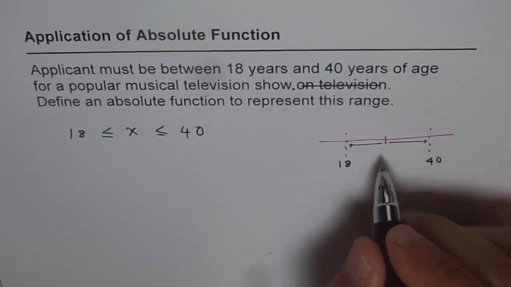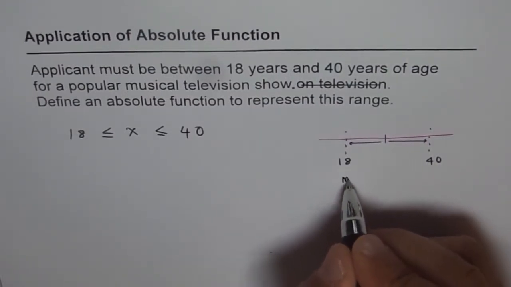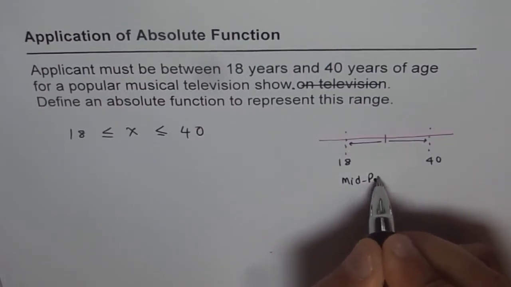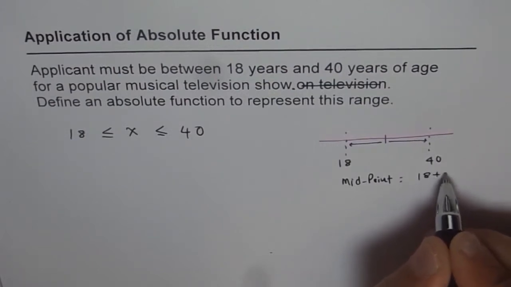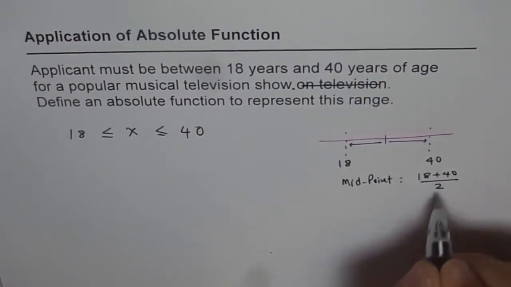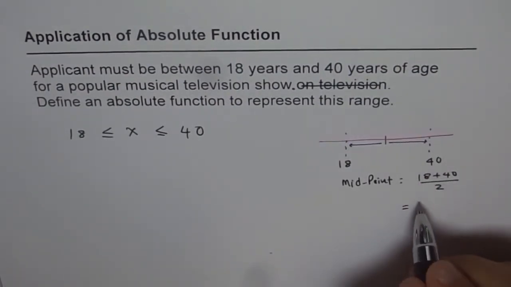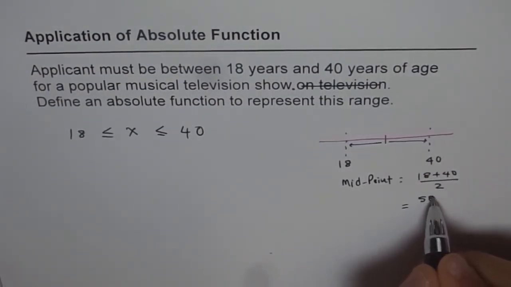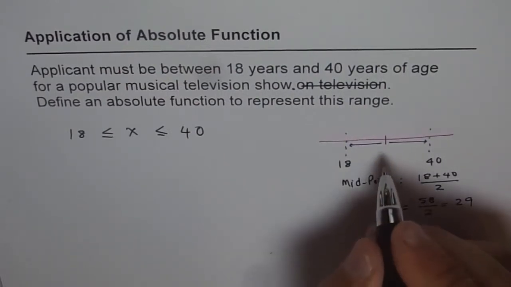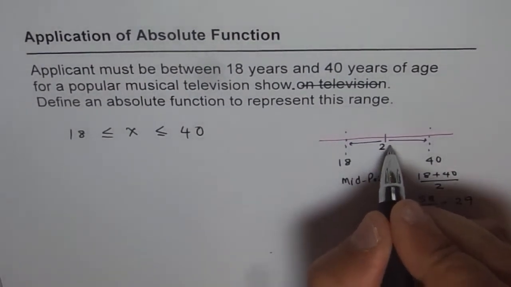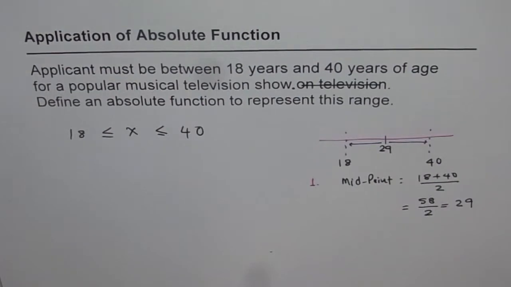So what is the midpoint of these two? Let's figure that out. The midpoint here is 18 plus 40 divided by 2. That gives us 58 divided by 2, which is 29. So we have the midpoint as 29. That is step number 1. First step is to find the midpoint.